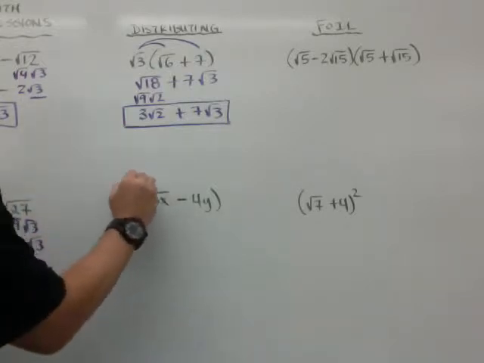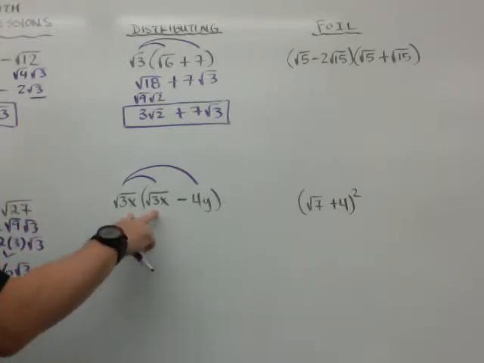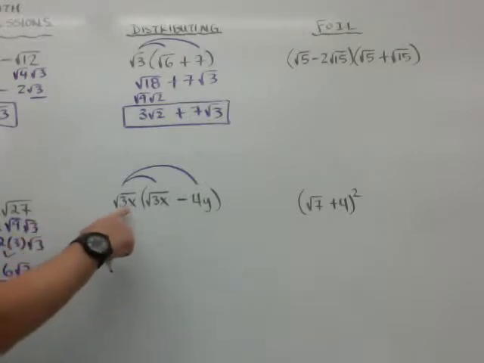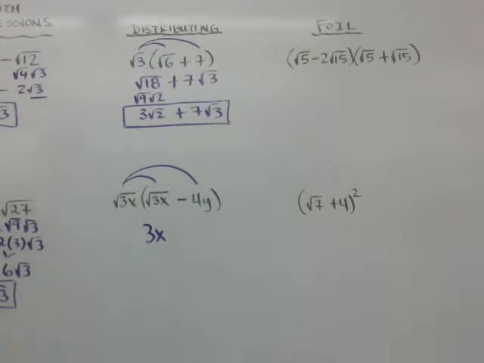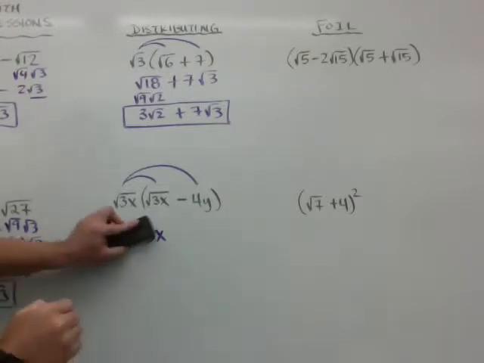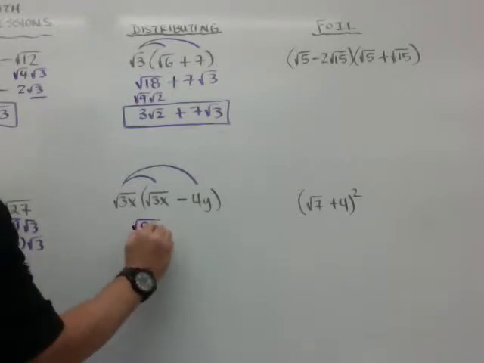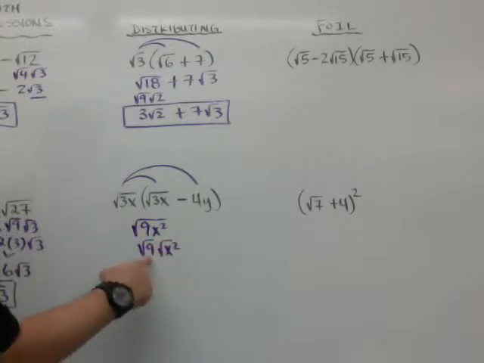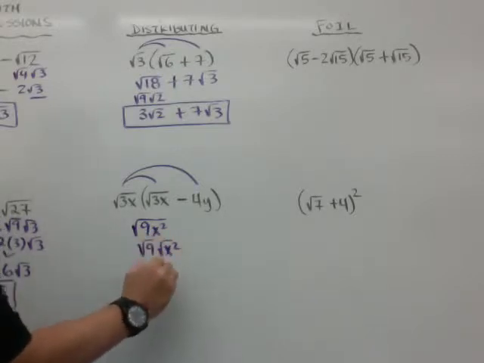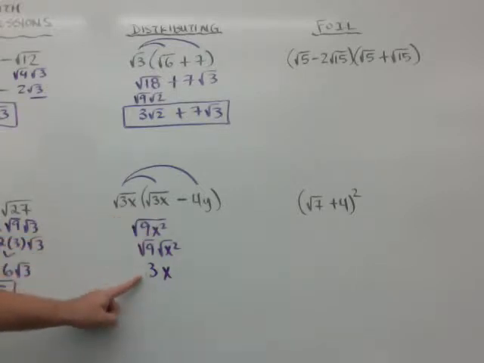When I distribute this one, a radical times itself is whatever is under the radical, without the radical. For example, radical 3x times radical 3x becomes 3x without the radical. And I'll show you why. If I did multiply it, it would become radical 9x squared. I could simplify that to radical 9 times radical x squared. Radical 9 is 3, radical x squared is x. So you can see how radical 3x times radical 3x just becomes 3x.